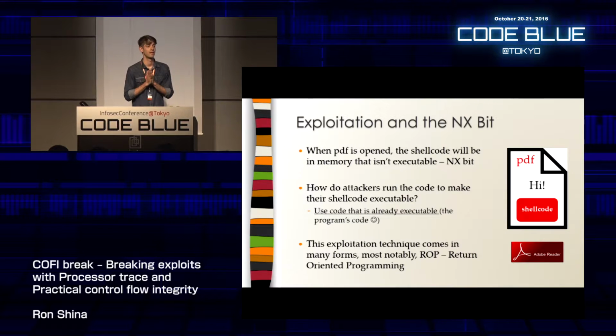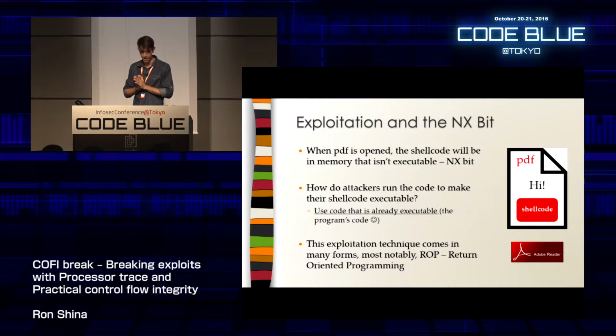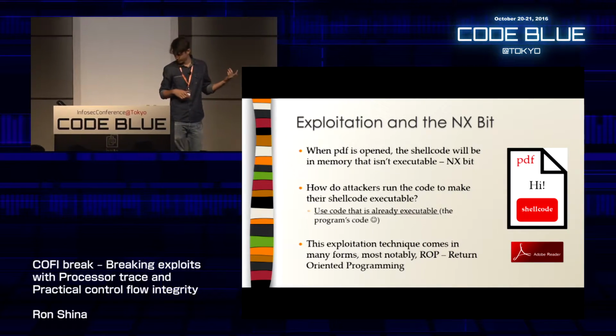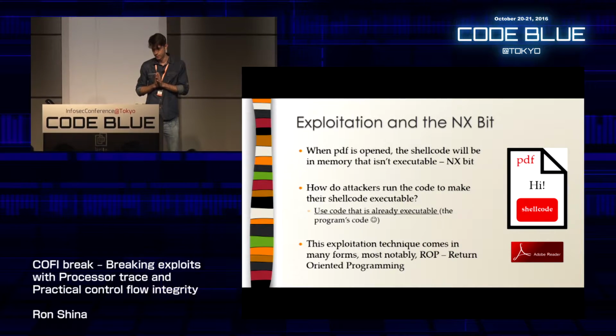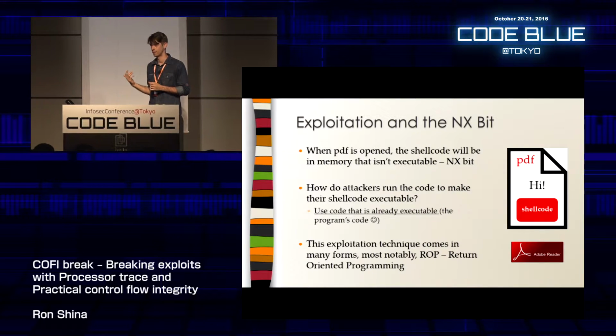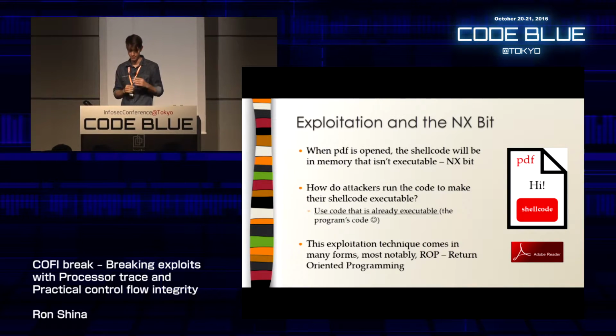OK, so as I said, this is going to be an anti-exploitation talk. So this is your high shellcode PDF. And due to the NX bit, when the attackers want to run their shellcode, it will usually be allocated in memory that isn't executable. So what they do is use code that is currently executable. And one of the prevalent methods is return-oriented programming, although it really does come in many forms.